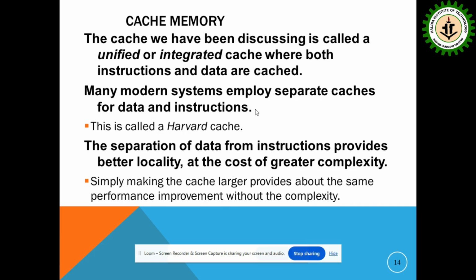The cache we have been discussing is called a unified or integrated cache, where both instruction and data are cached. Many modern systems employ separate caches for data and instruction. These are called the Harvard cache. The separation of data and instruction provides better locality at the cost of greater complexity. Simply making the cache larger provides about the same performance improvement without the complexity.